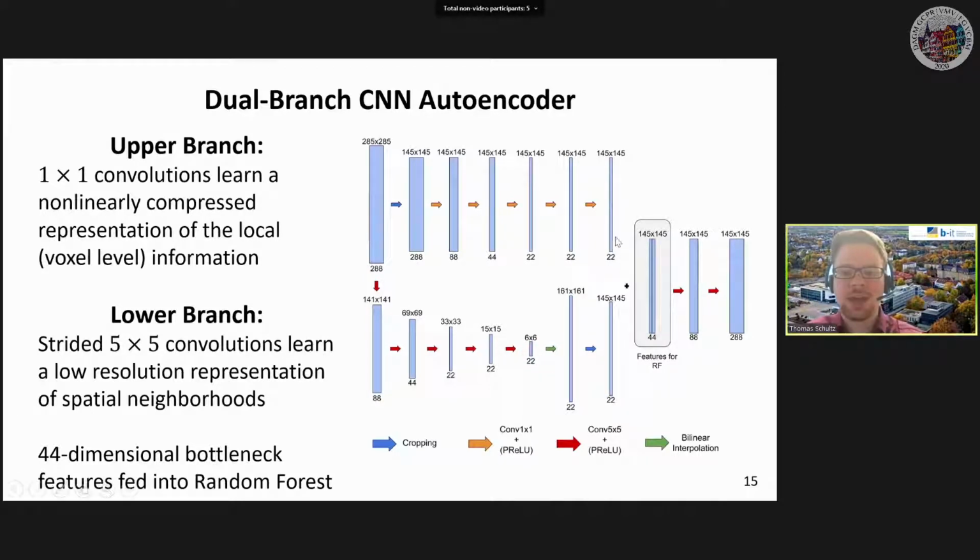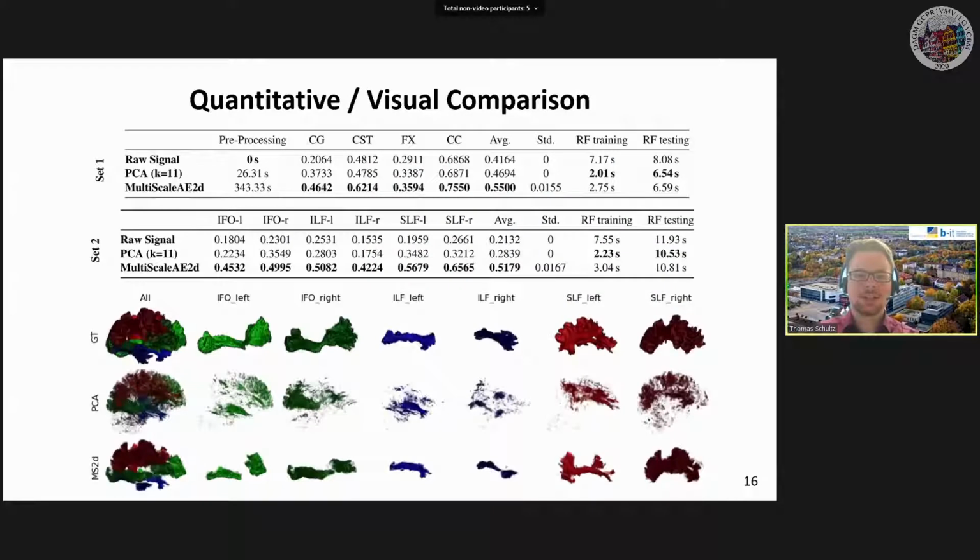And then we can concatenate the features from the upper branch, the per voxel information, and the lower branch, the regional information. As we train the autoencoder from this bottleneck representation, we will try to reconstruct the input. Later on in interactive classification mode, we take the same 44 features per voxel and we feed them into the random forest classifier to do our classification. So this is our proposed architecture.